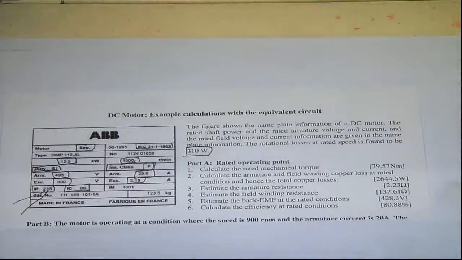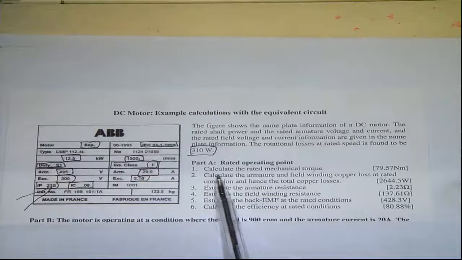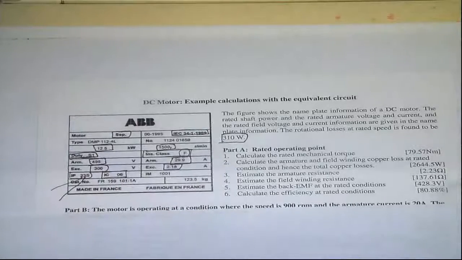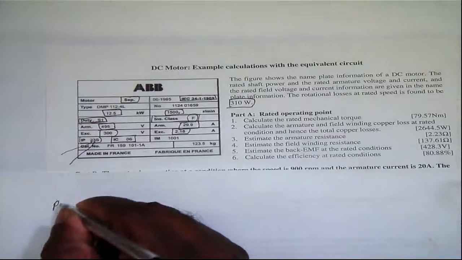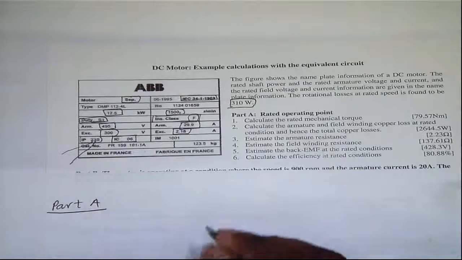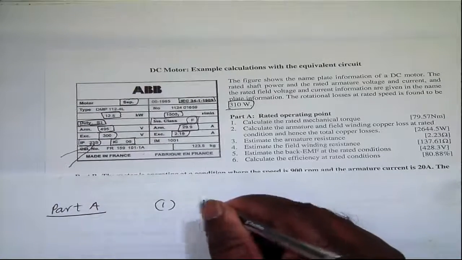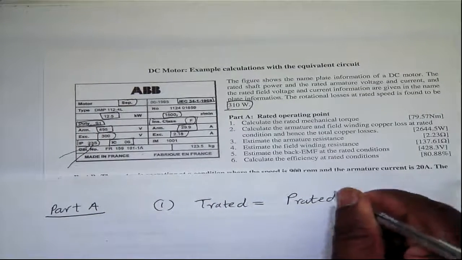So part A is calculating operating point conditions, rated conditions. Part A says calculate the rated mechanical torque. You are given the rated power output, that's 12.5, and you are given the speed as well. So then you should be able to figure out the rated torque. For part A, we have the rated power, that's 12.5. So the rated torque will be rated power divided by rated speed.